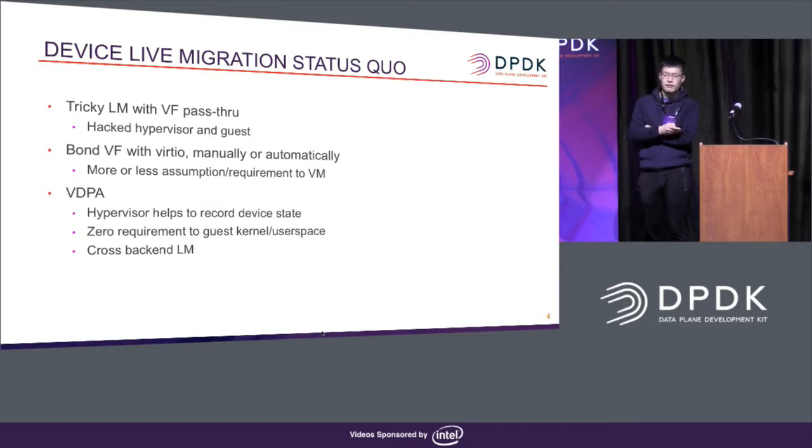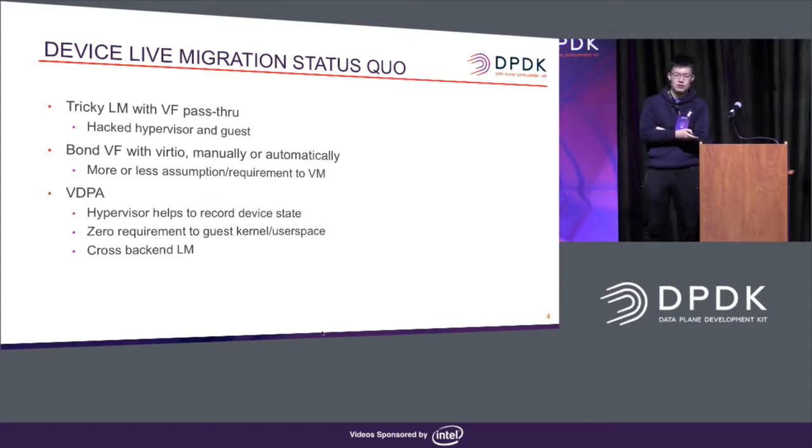To live migrate a VM with pass-thru device, the problem is the hypervisor does not understand the device at all. So there is no standard interface between the hypervisor and the device. So the hypervisor has no interface to trigger the device to start logging, and the hypervisor has no interface to collect the device internal status from the source to the destination. So to do that, we have to hack the hypervisor and the guest. This is not friendly for the real cloud environment.